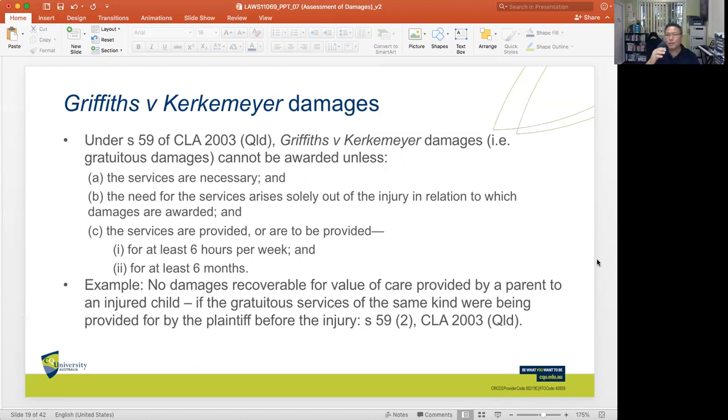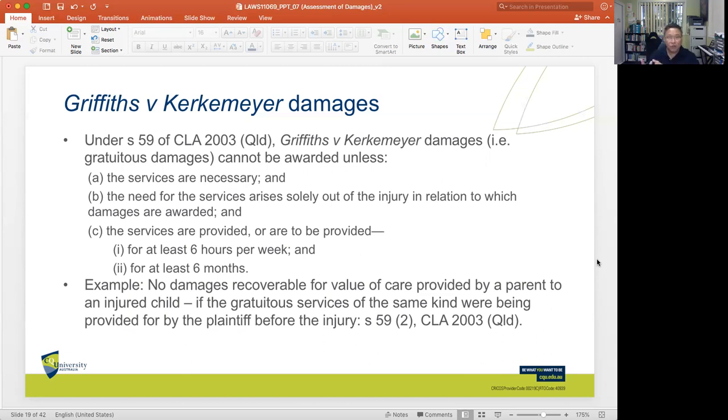so for example, you have a situation where a parent has been taking care of a child. The child then becomes seriously injured in an accident. The question is, under Section 59 of the Civil Liability Act, can Griffiths versus Kars damages be awarded? So let's assume that the parent has nothing to do with the negligence action. You've got a parent taking care of a young child. The child then gets hurt. So certainly, because the parent has been taking care of the child, the parent will continue all the more to take care of an injured child. So would those gratuitous or free services by a parent then be computed or calculated following Section 59?